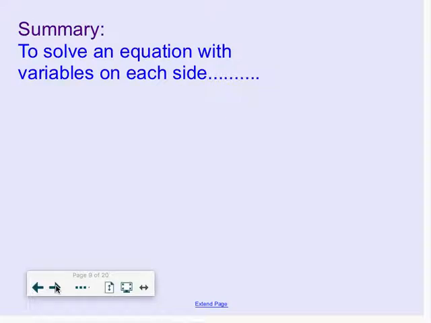For your summary, here's a sentence starter. To solve an equation with variables on each side, please finish the sentence and explain our process.